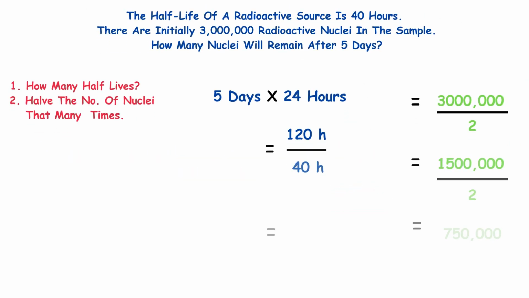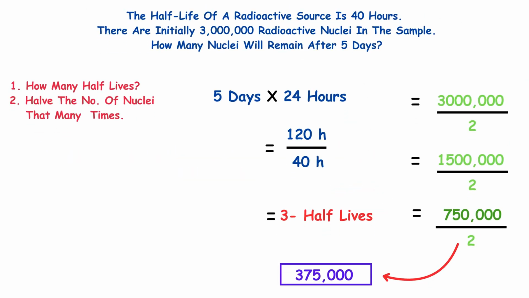Now, before we end the video, let's go through a quick practice problem. Suppose the half-life of a radioactive substance is 40 hours, and we start with a sample containing 3 million radioactive nuclei. We are asked to determine how many of those nuclei will remain after a total of 5 days.